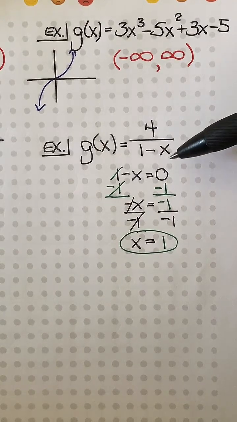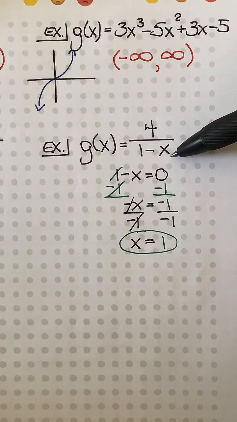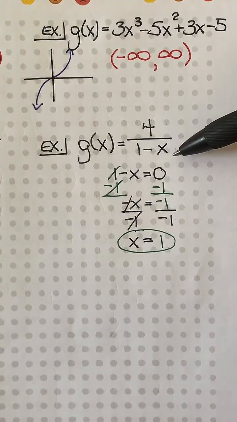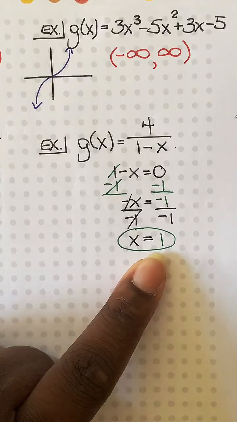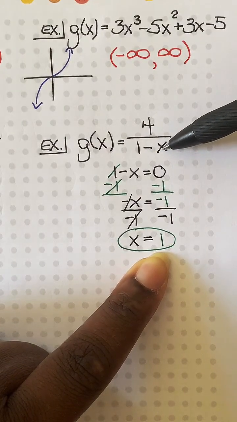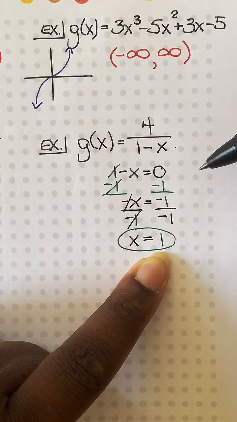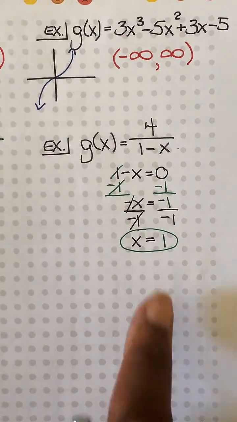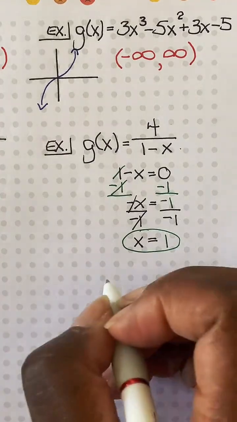But the only thing that would give us trouble is when this equals 0. So that means my domain can be any number except for 1. 1 is the only number in this situation that will make that denominator equal to 0. So I'm looking at everything except for 1.